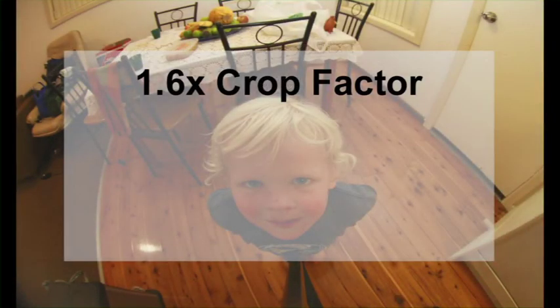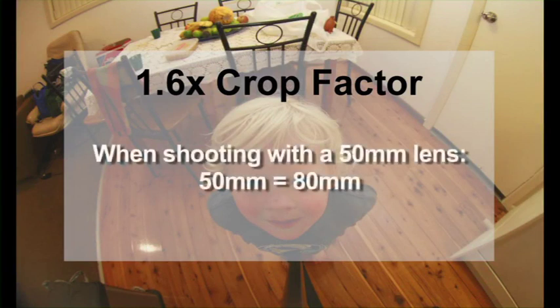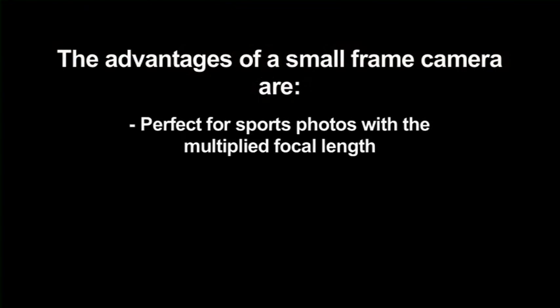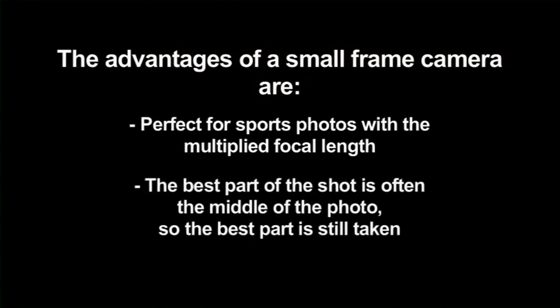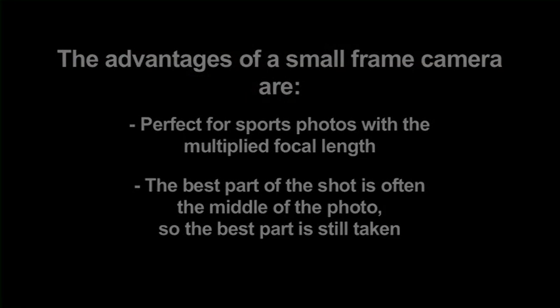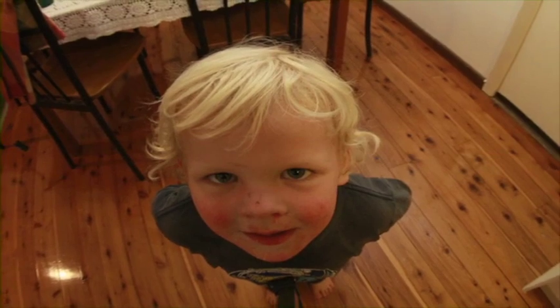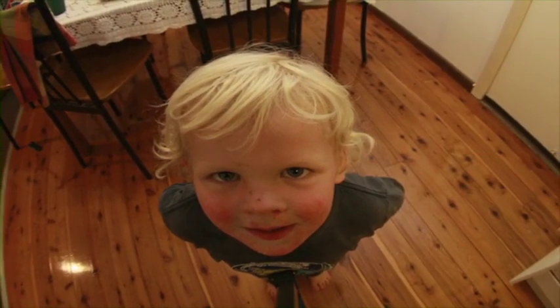The small frame has a crop factor of 1.6 and it actually magnifies your shots. So when you're shooting with a 50mm lens, it will be the same as an 80mm lens. Small frame cameras are perfect for sports, as this magnification turns a 200mm lens into a 320mm lens. Cameras tend to shoot more quality images close to the center of the photo, so even though the photo is cropped, it's still taking the best part of the photo. So the choice is yours, full frame or small frame: full frame for landscapes, and small frame for anything that needs to be magnified, for example, sport or wildlife photography.